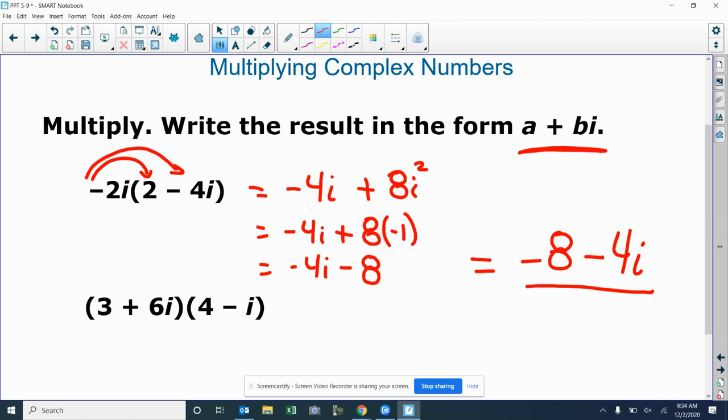So you can change i squared into -1, but if it's just i, you don't do that with it? You won't. Remain it as i. That's right. So i squared changes to -1. If it's just i, it's gonna stay. I believe you have it correct.